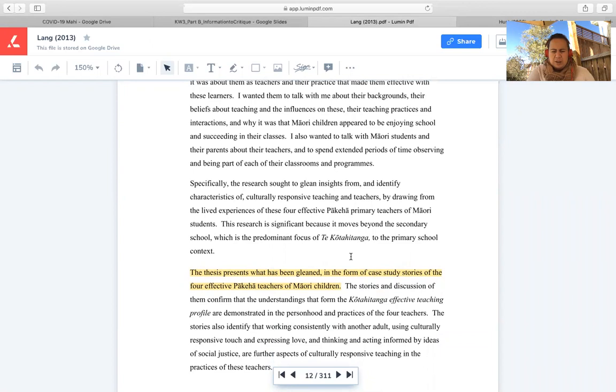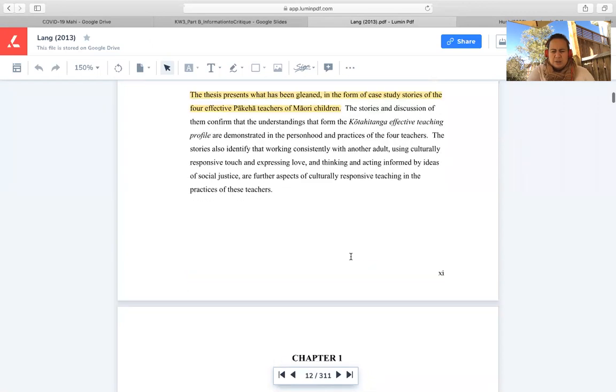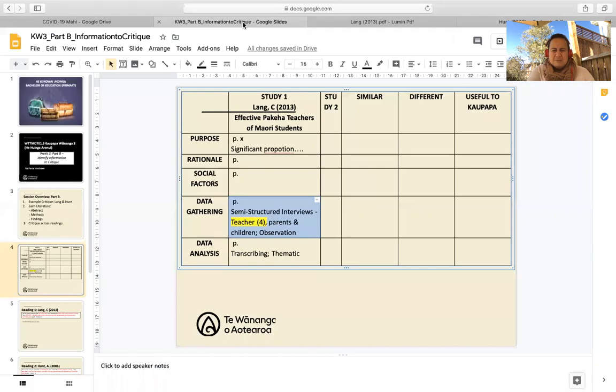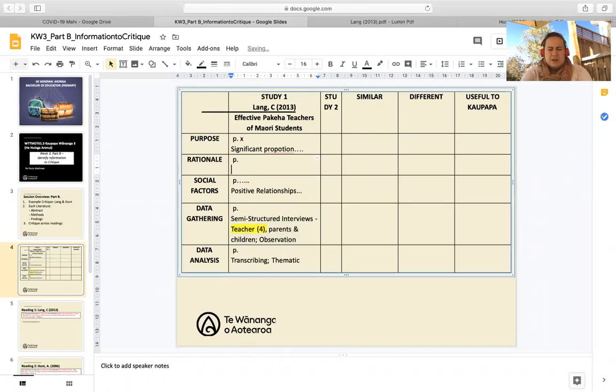So I know that in here, because I have looked, one of the main findings, and the one that I want to really focus on, is relationships, positive relationships. Now, this is your job to go in and find the page number or whatever, but I do know that that's in there, and then something in the rationale is to give the rationale for the study. Again, that is something that I need to look for.